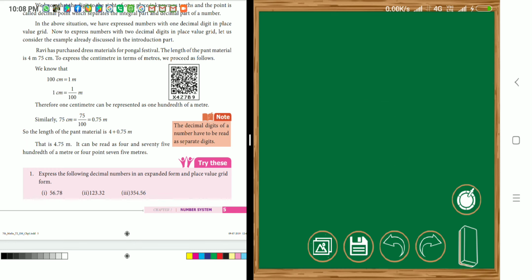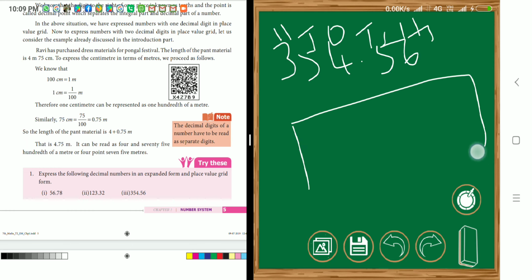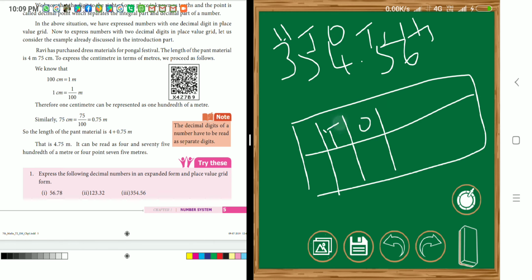And the last sum: 354.56. Always read it as 56. This is tenths place, hundredths place, ones place, tens place, hundreds place. So for the whole number: hundreds, tens, ones. Ones, tens, hundreds. Now write the decimal: tenths, hundredths. So 354.56.